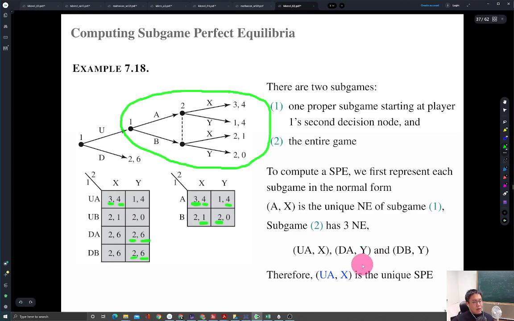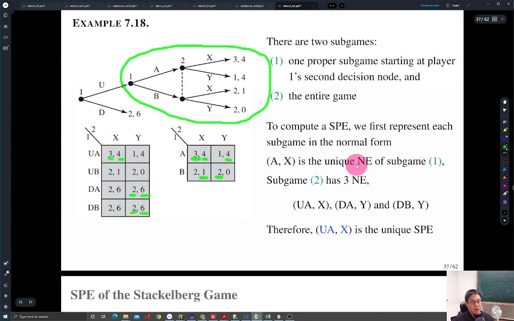So now, what is a subgame perfect equilibrium? Let me illustrate it in this extensive form game. We have 3 candidates for subgame perfect equilibrium, but remember, we look at the restriction to this subgame. The restriction of this strategy profile to this subgame is going to be A comma X. That is consistent with the Nash equilibrium in this subgame. So this one is going to be SPE.